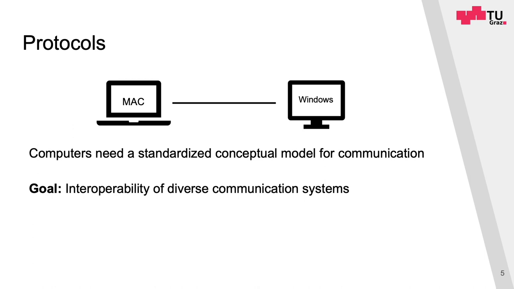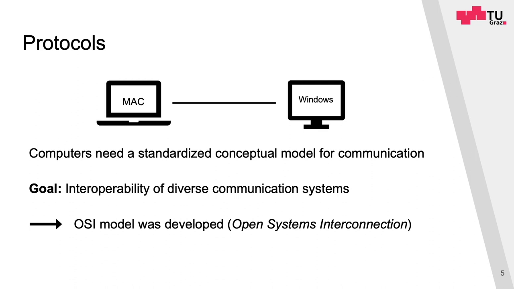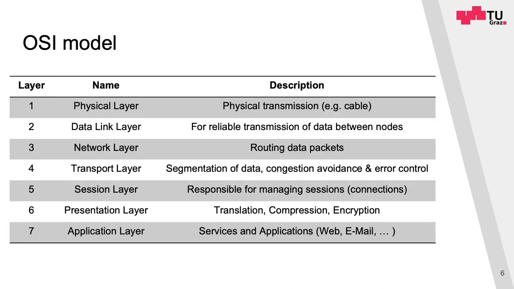And therefore, the goal is to enable the interoperability of diverse communication systems. So each system that we have should be able to communicate with each other. And therefore, the OSI model was developed. OSI stands for Open Systems Interconnection. Here you can see how the OSI model looks like. It consists of 7 layers, and each layer has a specific purpose.